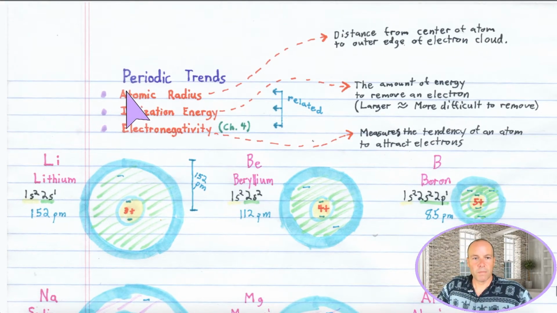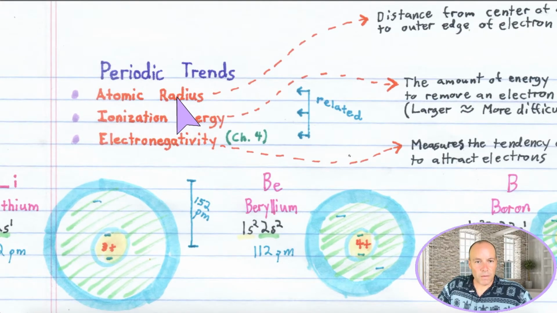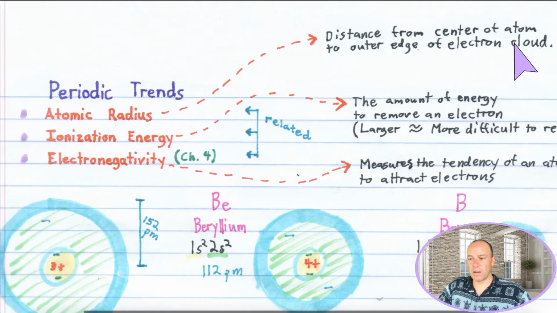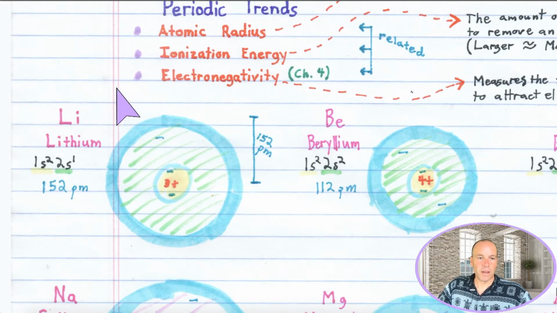So the atomic radius, first of all, if you need reminding, it's the distance from the center of the atom to the edge of the electron cloud. So if we're looking at that lithium atom right here, you remember we drew a model of the lithium atom in the lecture a couple videos ago. It's the distance from the center of the atom to the edge of the electron cloud, and that's 152 picometers.